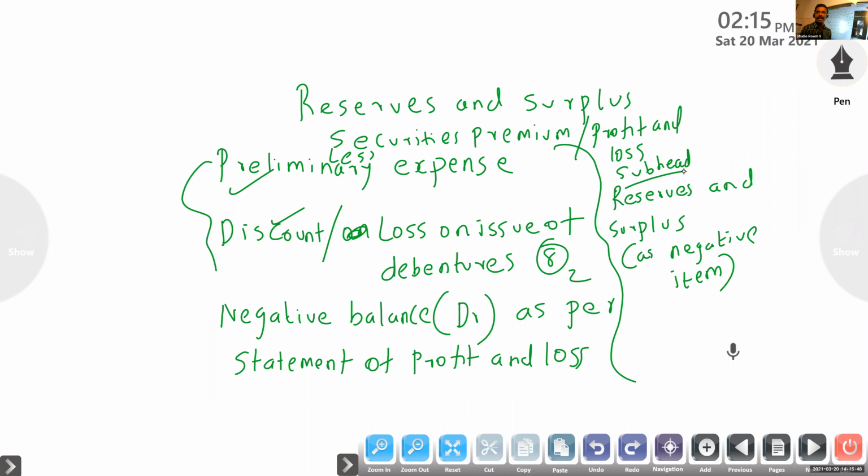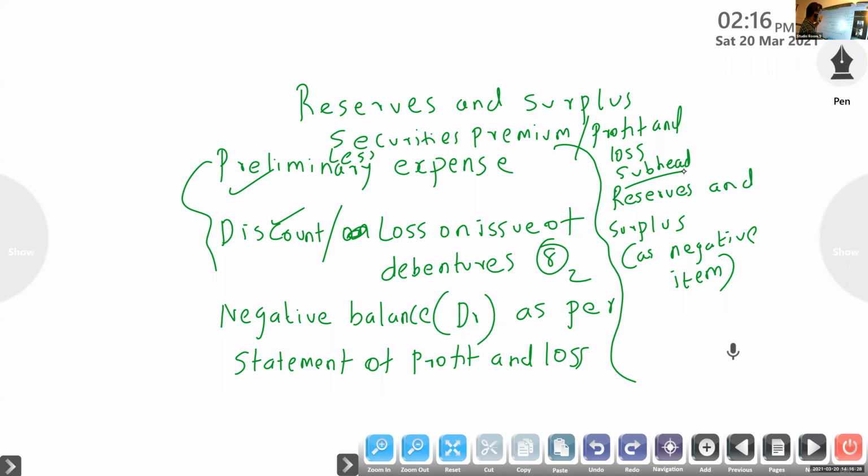Clear? Okay. Preliminary expenses, discount on issue of debenture, negative balance: if it is a loss, it goes under reserve and surplus as a negative item. Then preliminary expenses and discount on issue of debenture, that we have to write off. From where? First from securities premium. If securities premium is not there, then the profit and loss account.